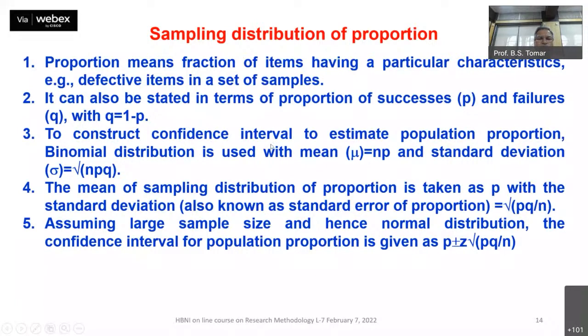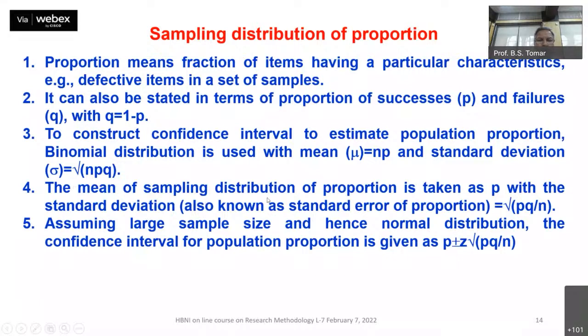To construct the confidence interval to estimate population proportion, the binomial distribution is used, because when you are calculating the proportion, you are seeing what fraction of the population has this particular attribute. So you use the binomial distribution. The mean of the binomial distribution is NP, where N is the sample size and P the probability, and the standard deviation is the square root of the variance. Sigma square is NPQ, so the standard deviation here is root of NPQ.